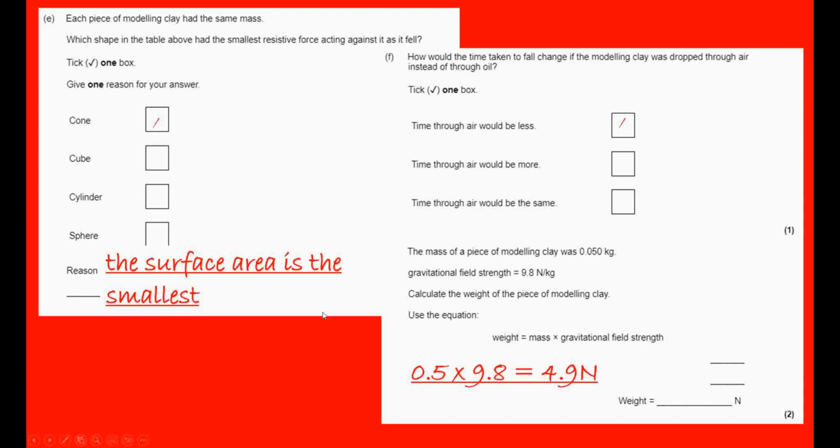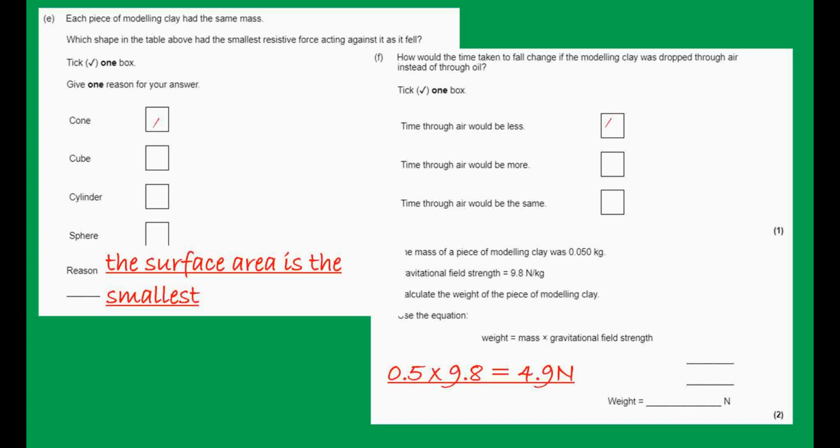Okay, so pause the video and see how many marks that you think they should get and how you would correct them if you think they need to be corrected. Okay, right, we're going to move on.